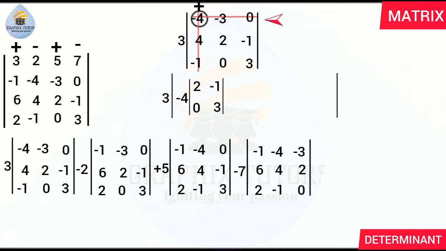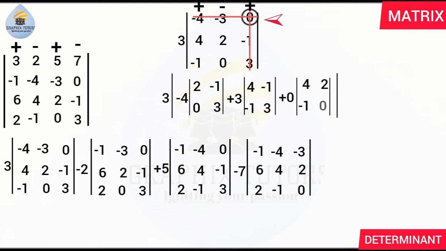I'll go to the next element, which is minus 3. But on top of minus 3, I have minus. So minus times minus is what? Plus. So I'll be having plus 3 there. So if I consider minus 3 down the column, across the row, I'll be left with what? 4, minus 1, minus 1, 3. Right? This is what we have here. Now I'm going to consider 0. So if I consider the 0 here, what's on top of 0 is plus. So plus 0. So if I consider it down the column, across the row, I'll be having 4, 2, minus 1, 0. This is what we have.